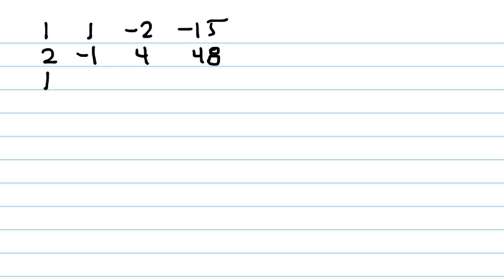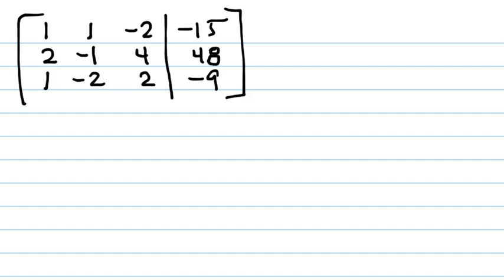Okay, so it was x plus y minus 2z equals negative 15. So that's 1, 1, negative 2, negative 15. Second one was 2x minus y plus 4z is 48. Don't worry about the numbers getting bigger because they're going to divide out. You get 1, negative 2, positive 2 z's, and that equals negative 9. That's our equal symbol, and there we go.